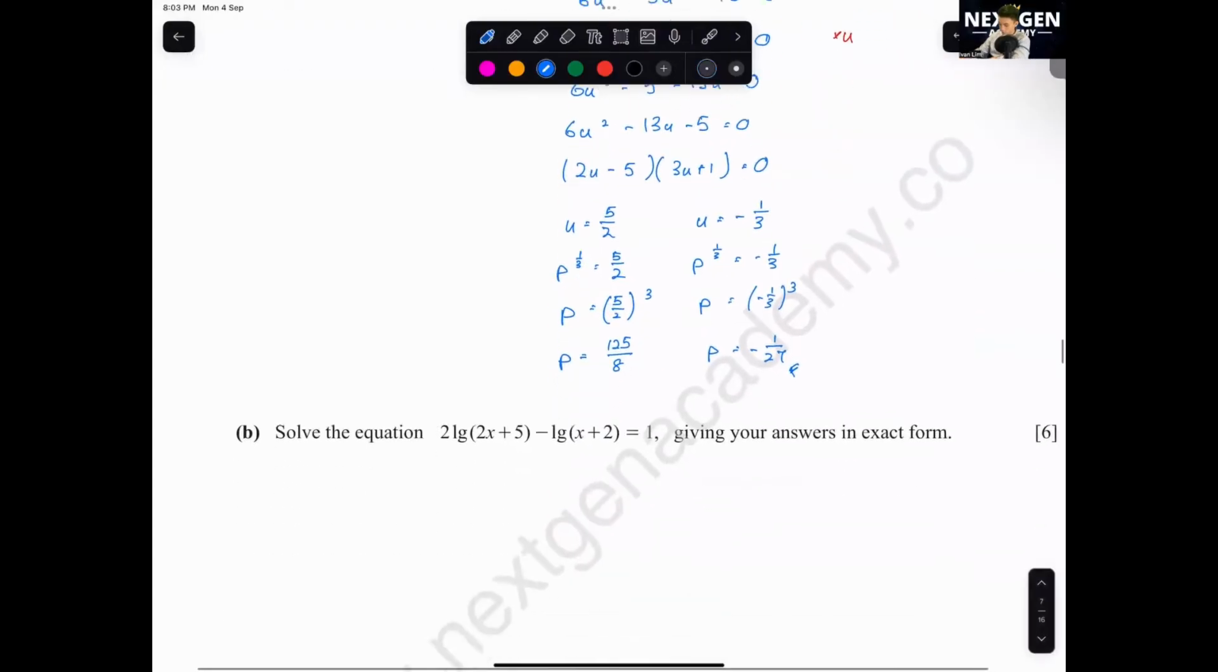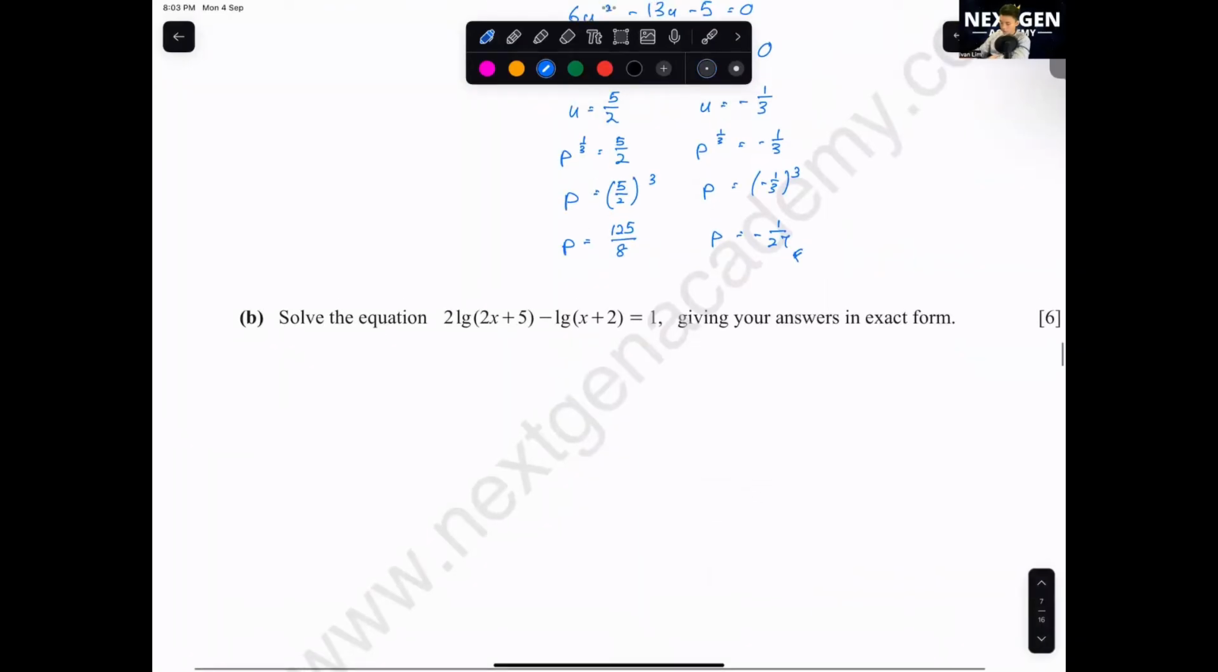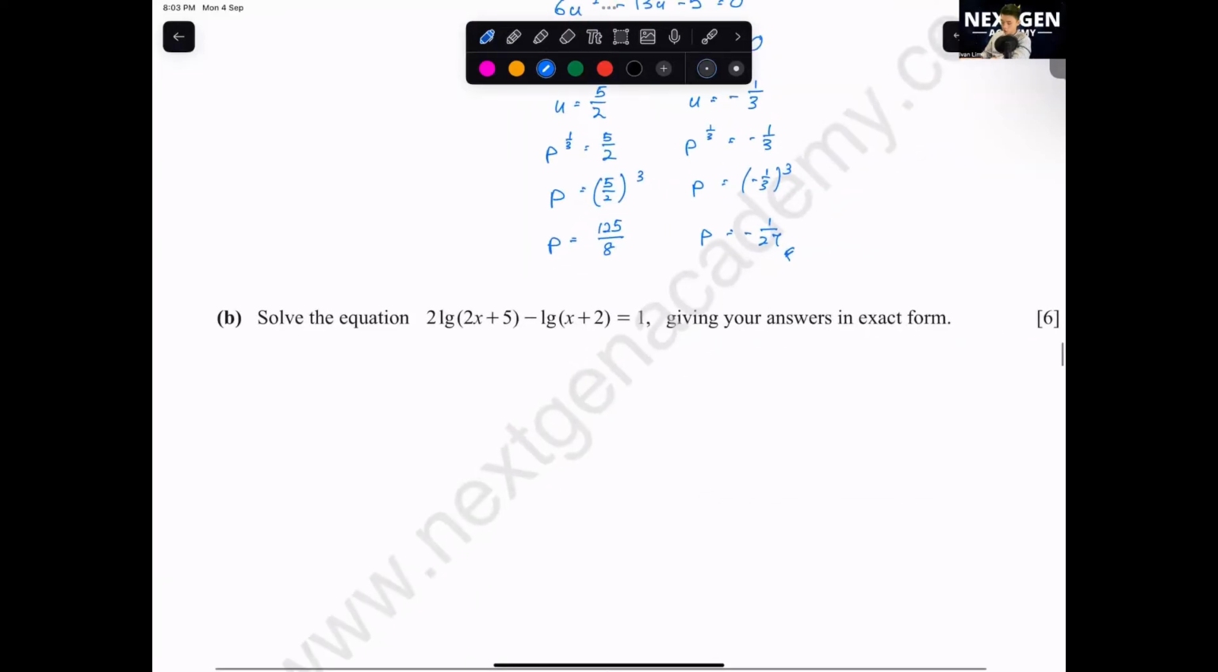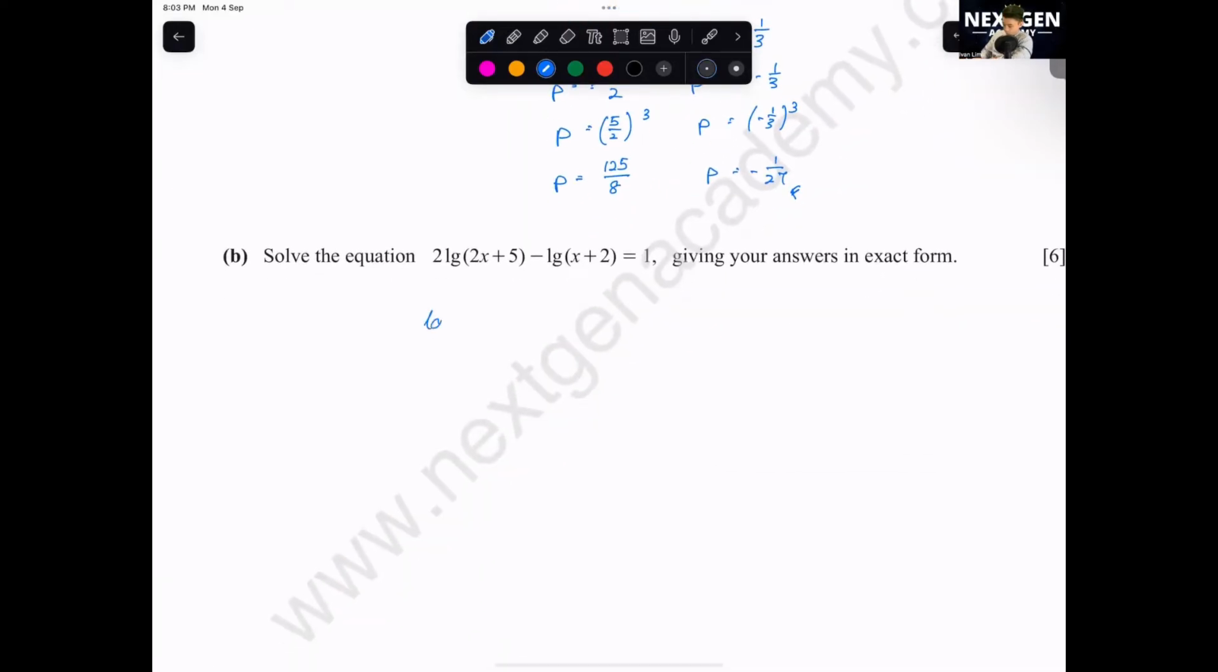Okay, next question. Solve the equation 2 log 2x plus 5 minus log x plus 2 equals to 1, giving your answer in exact form. Okay, this is a 6 marks question. I think this is quite lenient, right? This specific question here, I think quite lenient they give you. Okay, how to do this? You change your log to power first. Minus log x plus 2 equals to 1.